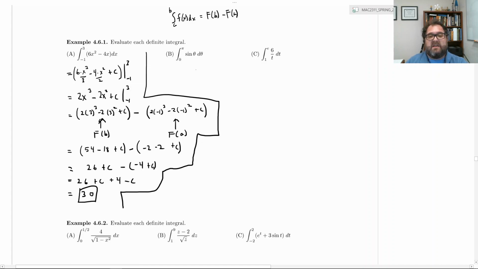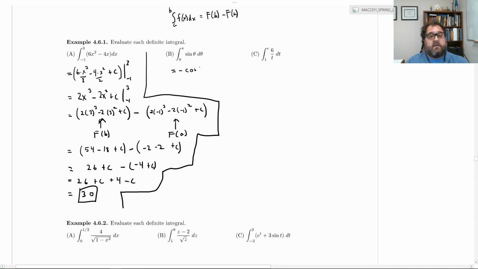All right, example B. We have the definite integral from 0 to pi of sine theta d theta. So the fundamental theorem, just like we have up here, says first find the antiderivative. So equals, what's the antiderivative of sine? Now, of course, the rest of these calculations are predicated on me finding a correct antiderivative. An antiderivative of sine would be what? Negative cosine theta.